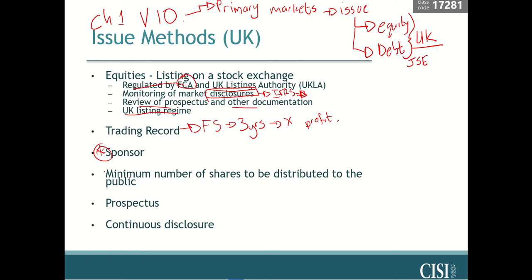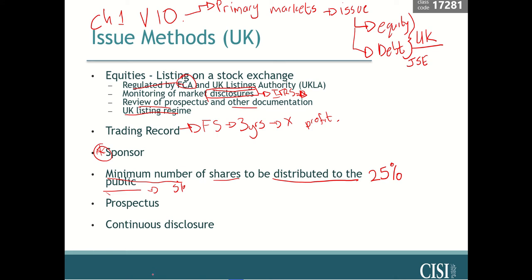There's a minimum number of shares that needs to be distributed to the public. Okay, so we don't want them to list a company and only sell 5% of the shares. There's a minimum number of shares that needs to be sold to the public, and that amount is 25%. So at least 25% of the company needs to be sold.